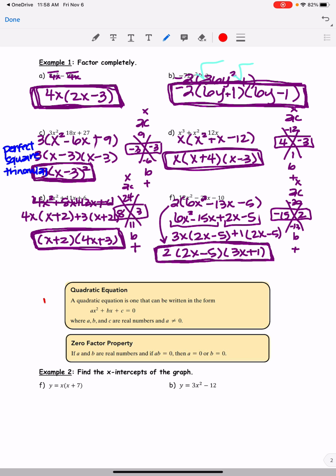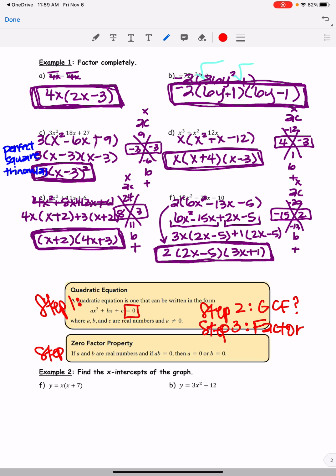So, when you're solving, your step 1 is, does this equal, not does C equal 0, just does your equation equal 0. Step 2 is look for a GCF. Step 3, factor, and these are all going to be mixed up. And then step 4 is to use that zero factor property.